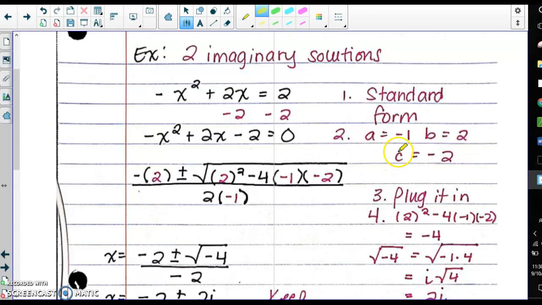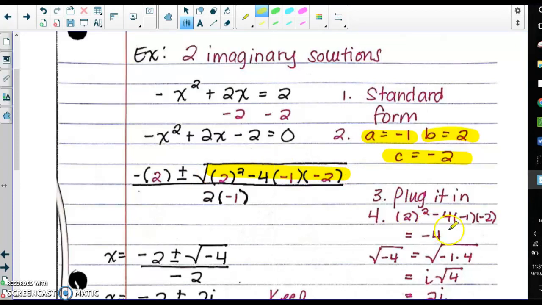Now I can do my a, b, and c. A is now negative 1 because I have a negative in front of x squared. B is 2, and c is negative 2. Okay, plug that into my formula. I'm going to get opposite of 2 plus or minus square root of 2 squared minus 4 times negative 1 times negative 2, and it's going to be all over 2 times negative 1. First, you're going to simplify the discriminant.